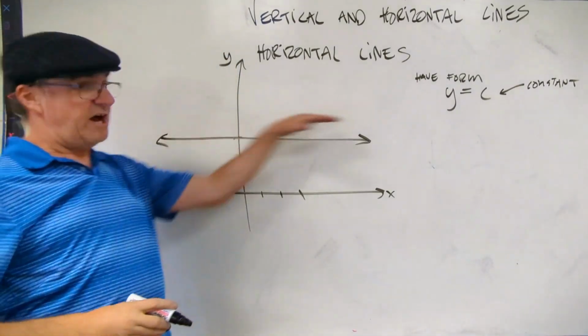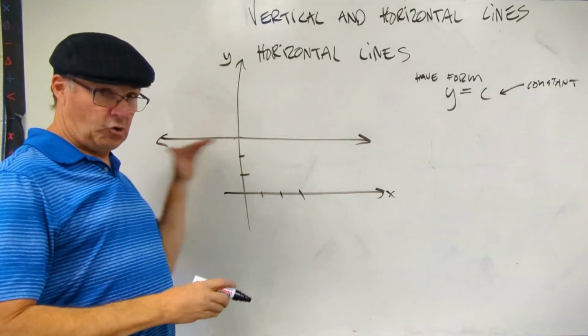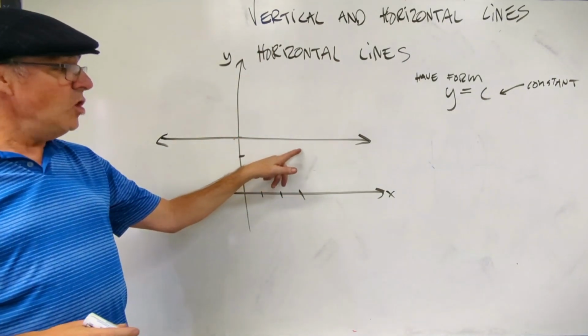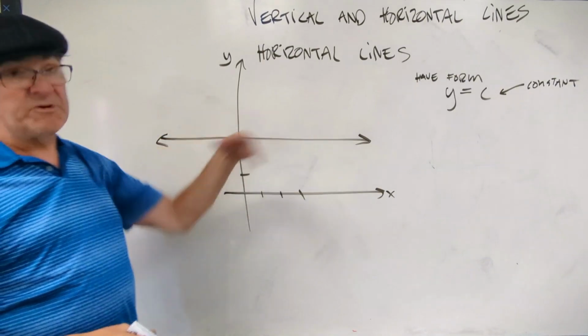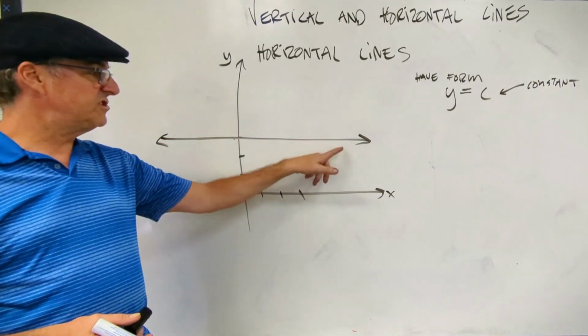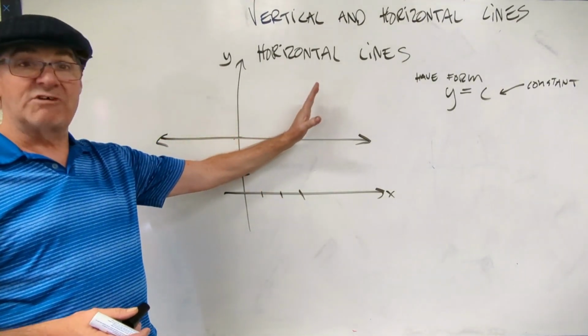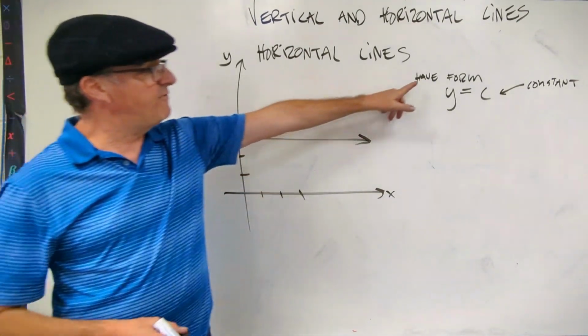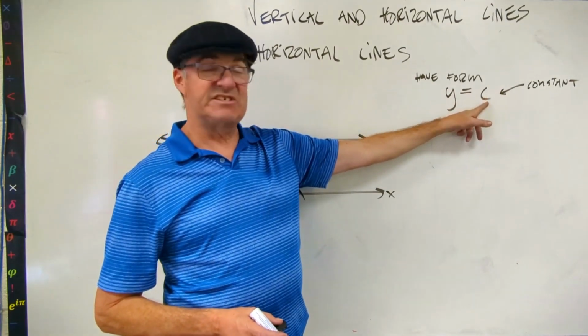As you'd expect, I've drawn a horizontal line here. It doesn't have a slope that goes up or down, so the slope is 0. For a horizontal line, we already talked about that earlier. I have a slope of 0 because I don't have any rise. I only have run. Okay, so horizontal lines have the form y equals c, some constant.